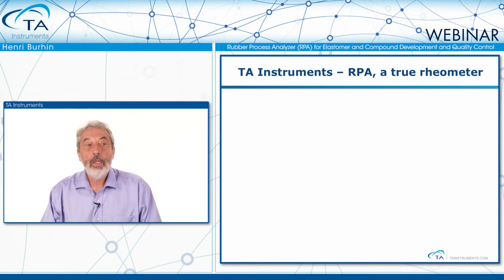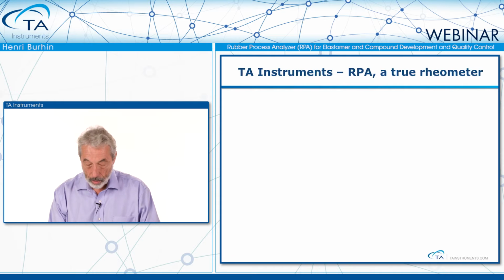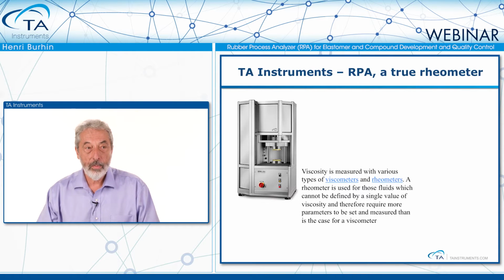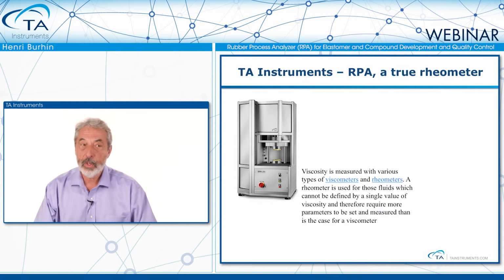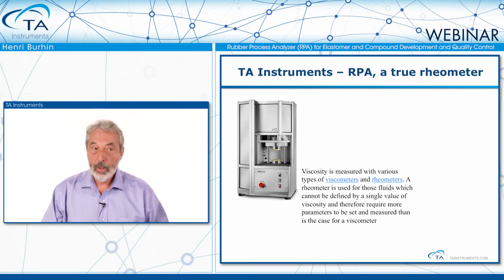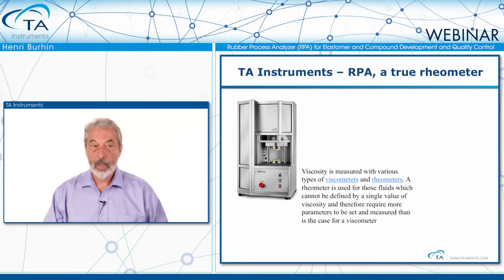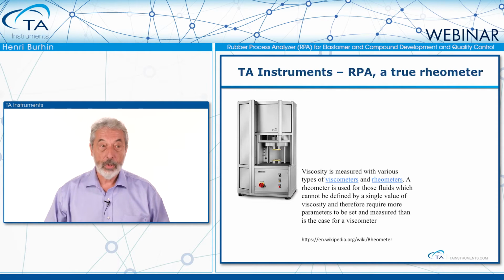So, TA Instruments RPA, and RPA in general, this is a true rheometer. This is a picture of the instrument. Now, the viscosity, and this is something which is important, the viscosity is measured with various types of viscometer or rheometer. A rheometer is used for those fluids which cannot be defined by a single value of viscosity and therefore require more parameters to be set and measured than is the case of a viscometer. This definition is actually coming from Wikipedia.